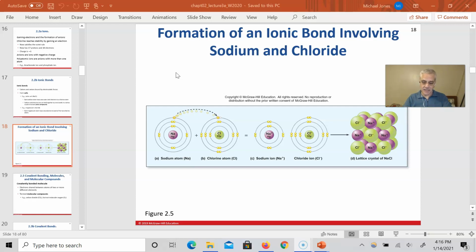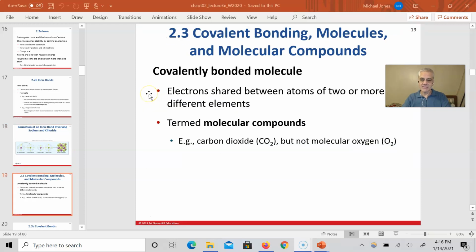The next kind of bond that we can get is what's called a covalent bond. Covalent is where the electrons are shared. Instead of one giving up, these two or more atoms share electrons. And that is referred to as a covalent bond.